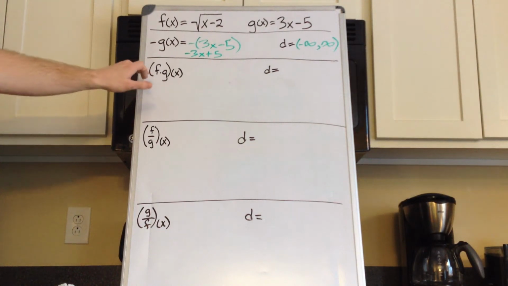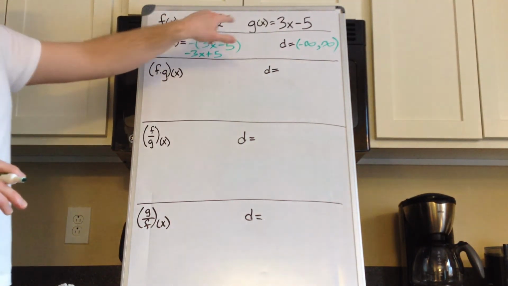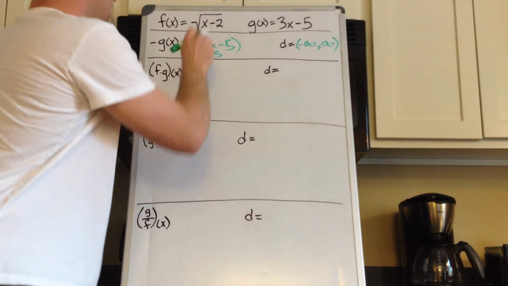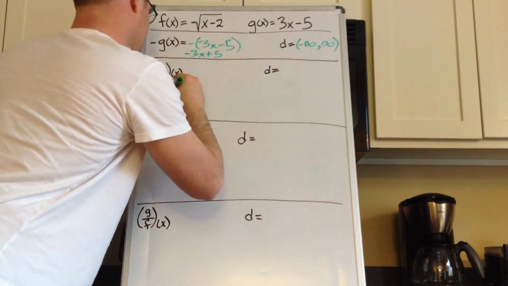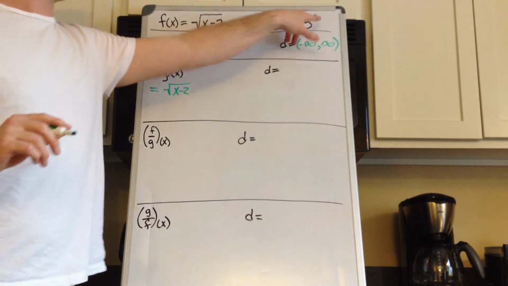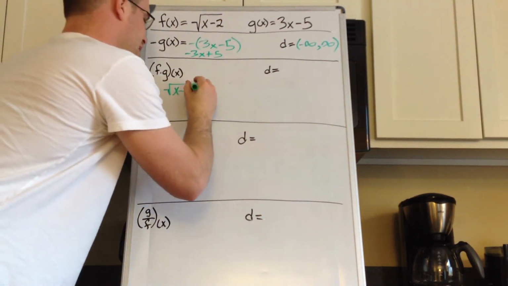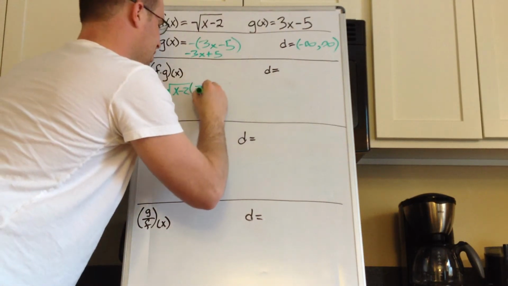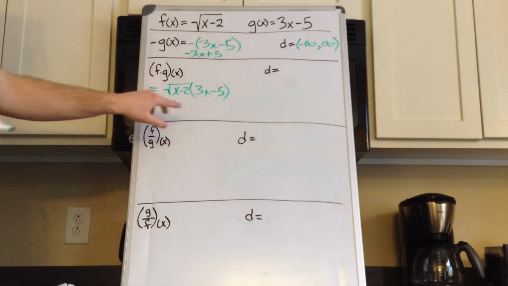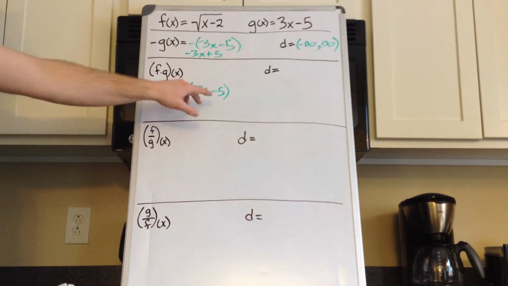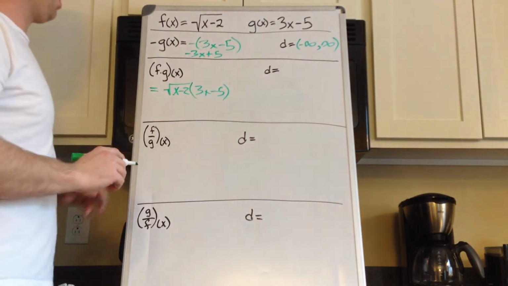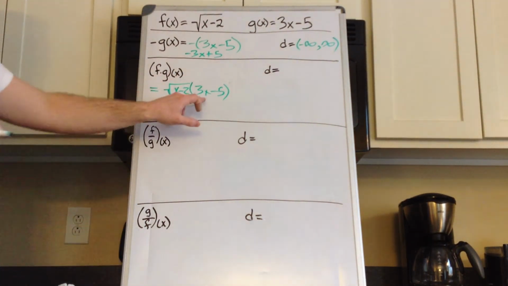For f times g of x, we're just going to multiply this times this. So equals f of x, the square root of x minus 2, and then g of x is 3x minus 5. So we're going to multiply this by all of this in parentheses. We have to have the parentheses, otherwise we would just be multiplying f of x times 3x and then taking away 5. It would be different. So we need to put this in parentheses. What is the domain of this function?